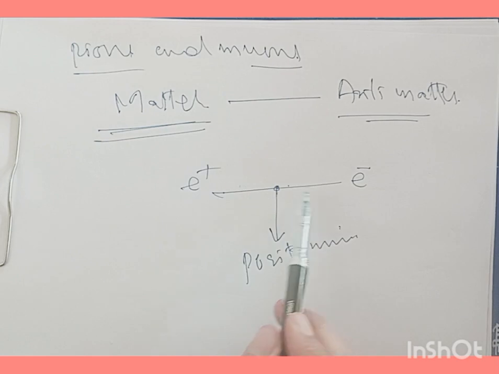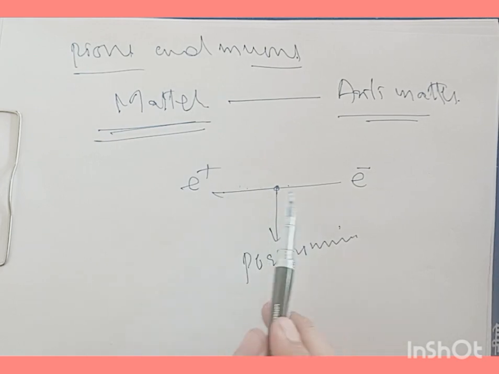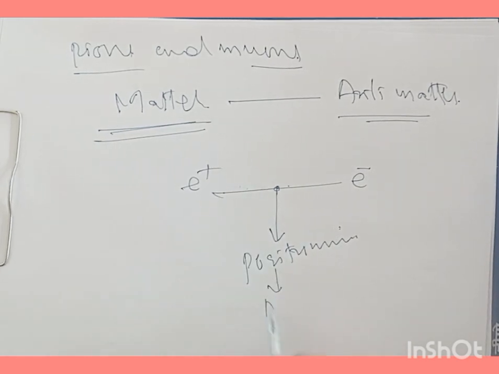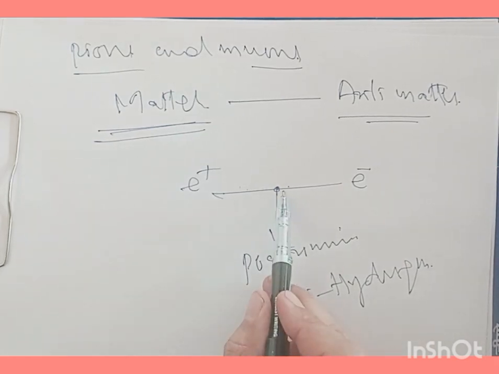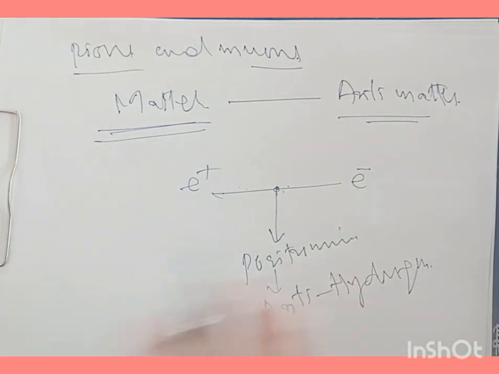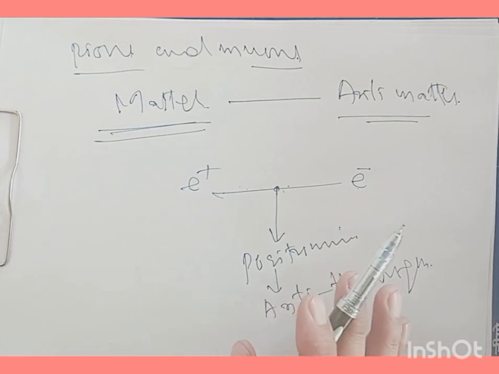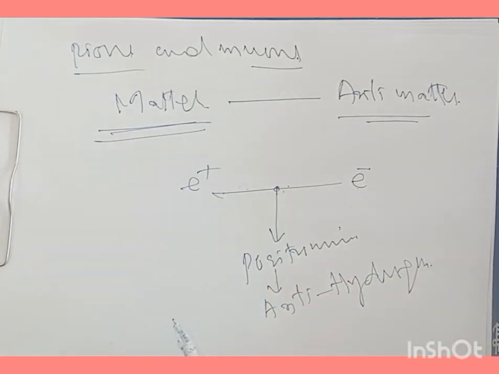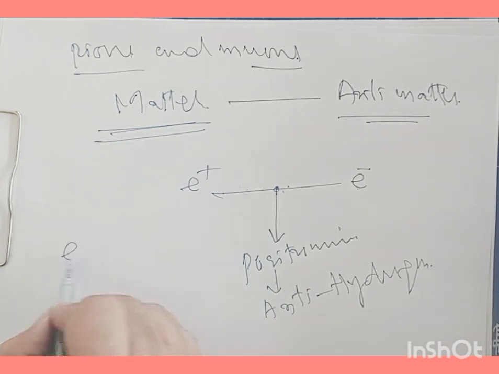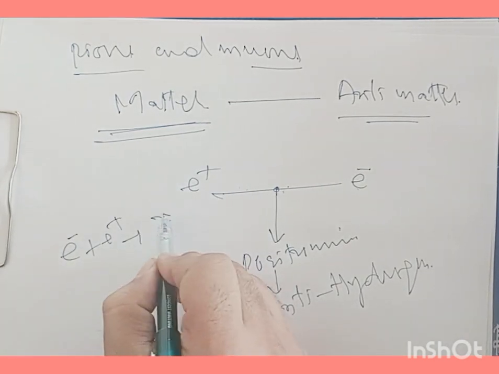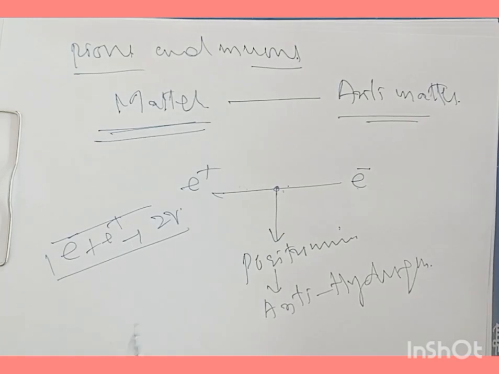And the lightest hydrogen-like atom made of antiparticles is called antihydrogen. However, if matter and antimatter come into contact, then the particle and the antiparticle annihilate, and the mass of the annihilating particles is converted into energy. For that, we have a simple reaction, electron and positron giving us two gamma ray photons. So we can say here that matter and antimatter cannot coexist with each other for a long period of time.